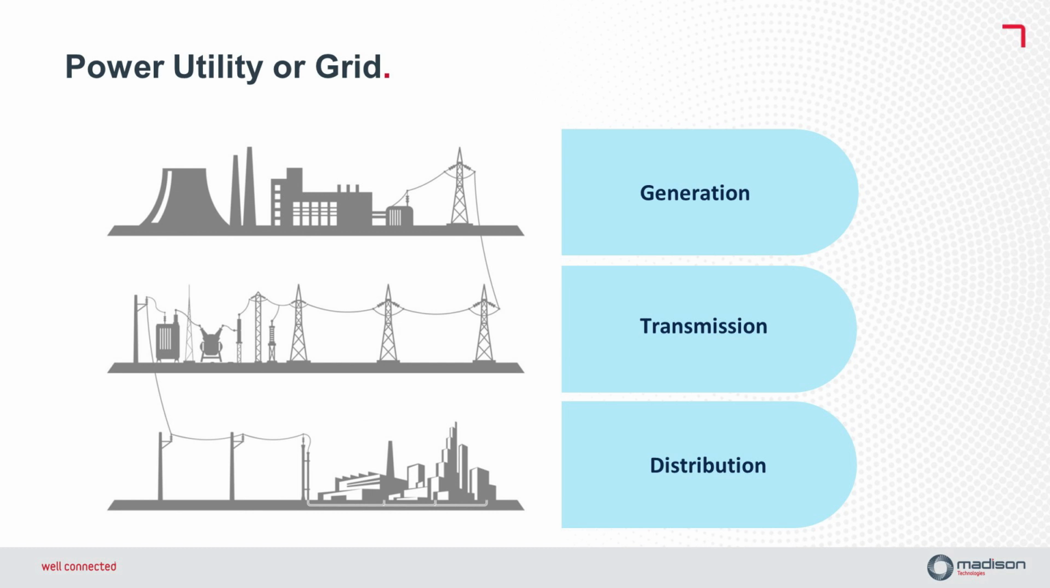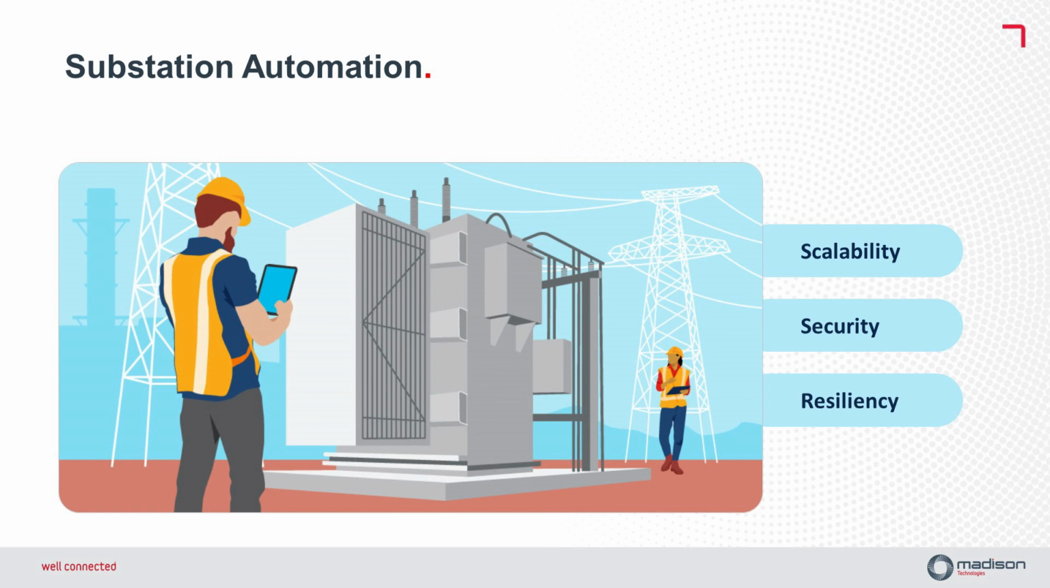Today's challenge in power utility is scalability, security, and resiliency. Grid networks are expected to handle more sustainable, more distributed, and variable energy sources. They are also expected to have resiliency for fires and extreme weather, and they also should be secure from any cyber attacks. Now, Cisco's solution to address these challenges is the digitization of substation, also known as substation automation.